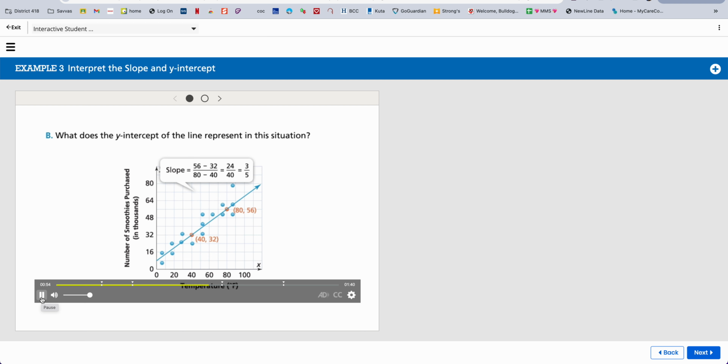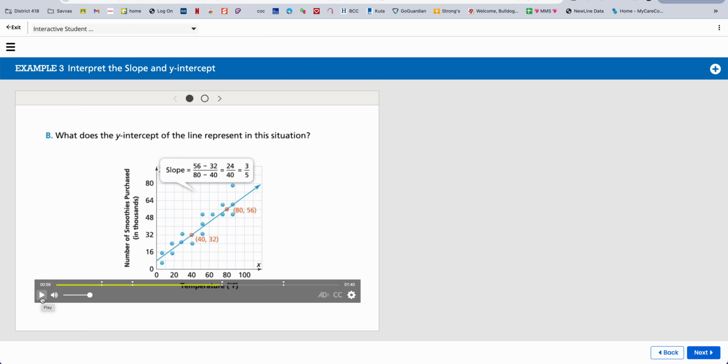Part B. What does the y-intercept of the line represent in this situation? Y-intercept. It represents the number of smoothies sold at a temperature of 0 degrees. At 0 degrees, how many smoothies do they sell? Look at the graph, 8,000. They sell 8,000 smoothies on a day when the temperature is 0 degrees.